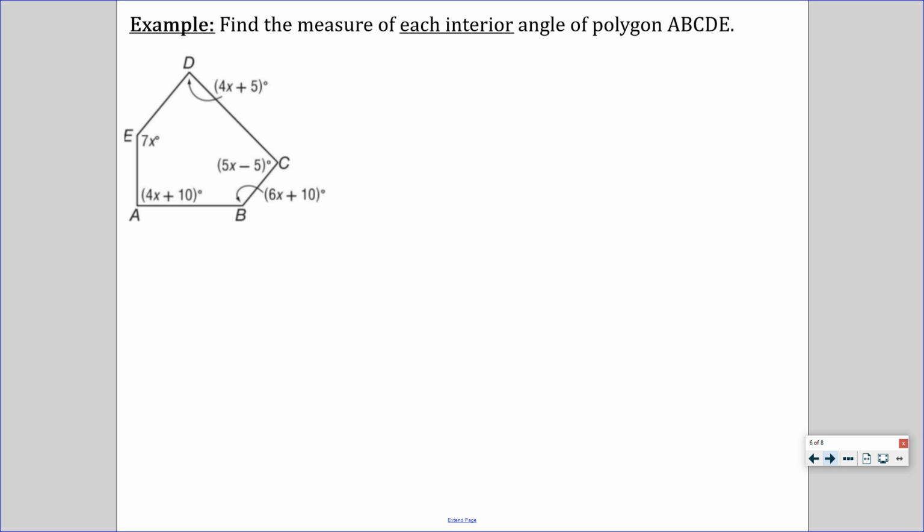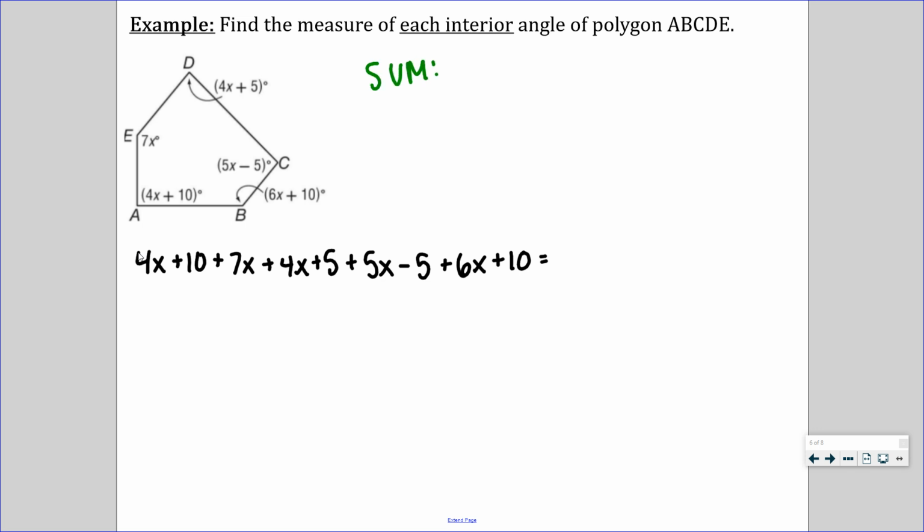So when I do my equation, when I add all of these up, what am I going to total it to? 180? 540. 540. How'd you get that? 5 sides minus 2, times 180. Perfect. Use your formula if you need to. There's 5 sides, minus 2, times 180, so I know that they have to sum to 540 degrees. So again, you have to be careful with what you're setting it equal to, because it depends on what type of polygon it is.